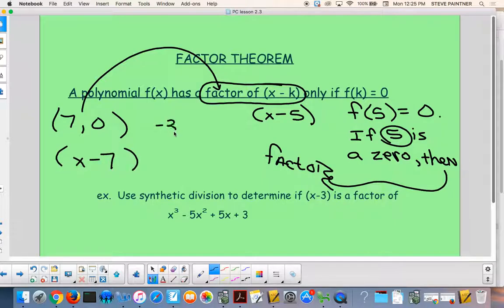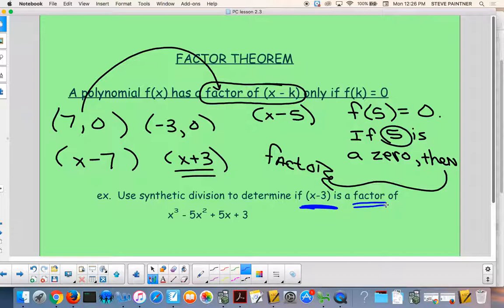What if I said negative 3 is an x-intercept? X plus 3 is a factor, okay? Notice how I'm changing the words on you. 7 is a 0. Oh, x minus 7 is a factor. Negative 3 is an x-intercept. Same thing. X plus 3 is a factor. All right, this is it. This is the problem we're trying. Use synthetic division to determine if this is a factor. Is x minus 3 truly a factor of this?